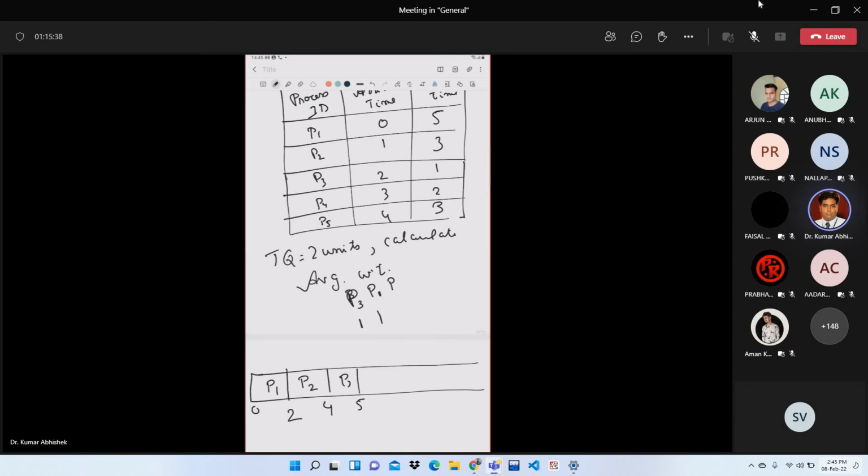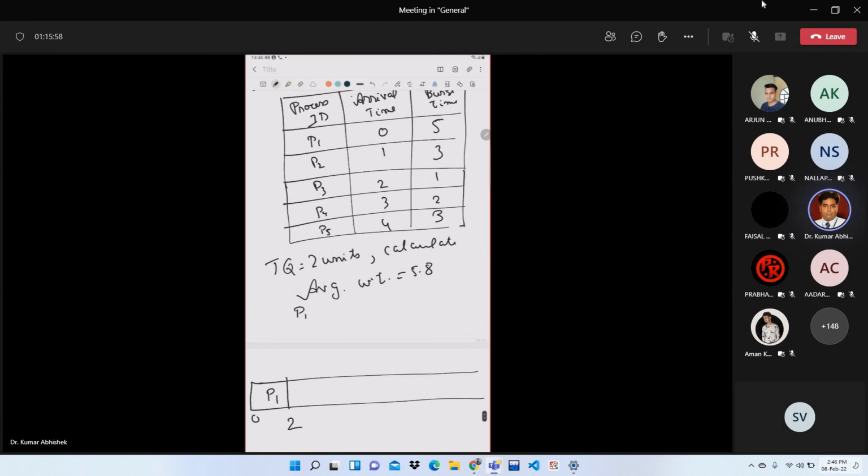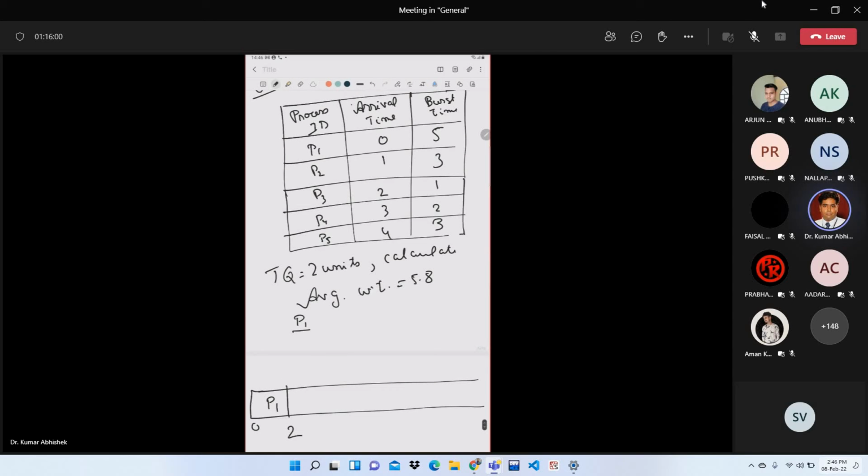5.8 is your average waiting time. Now see, the answer is 5.8. So how does this go? Let me explain for everyone. We have the ready queue over here. At time 0 it is P1, the ready queue has P1, and the first burst is 5.